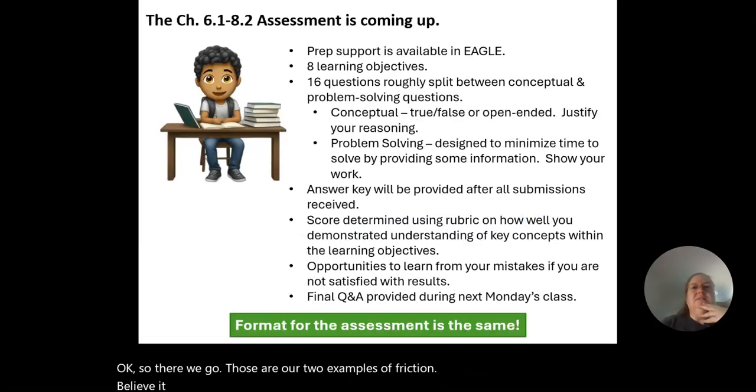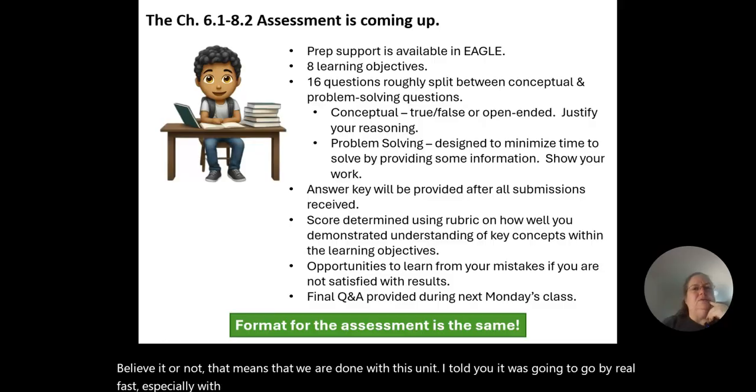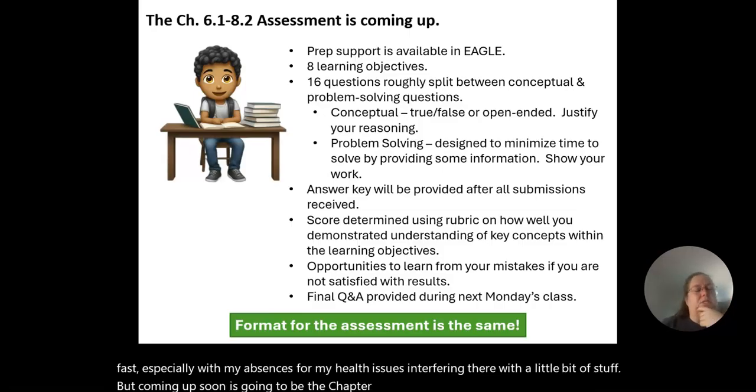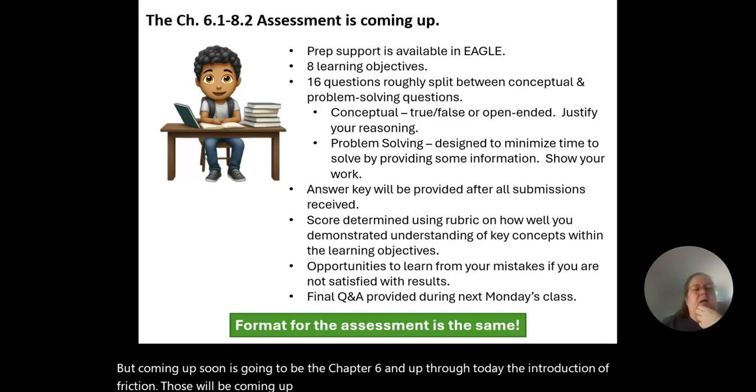Believe it or not, that means that we are done with this unit. I told you it was going to go by real fast, especially with my absences for my health issues interfering a little bit. But coming up soon is going to be chapter 6, and through today, the introduction to friction. Those will be coming up in the next assessment.